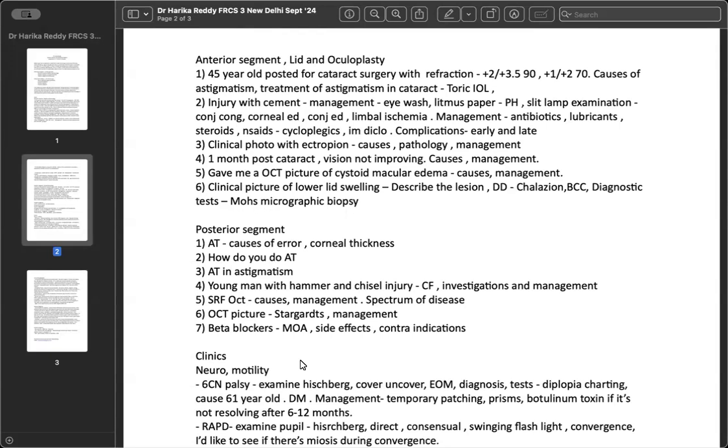So this was posterior segment and glaucoma. Okay, so they asked me about AT, that is applanation tonometry. What are the causes of error?